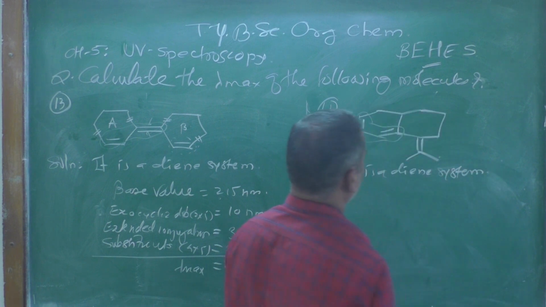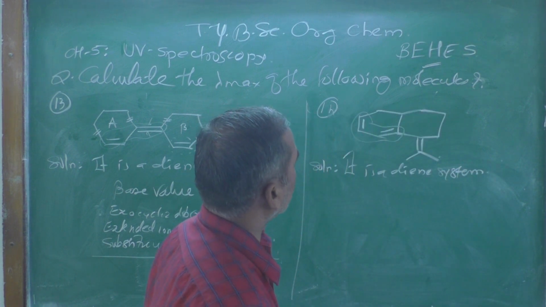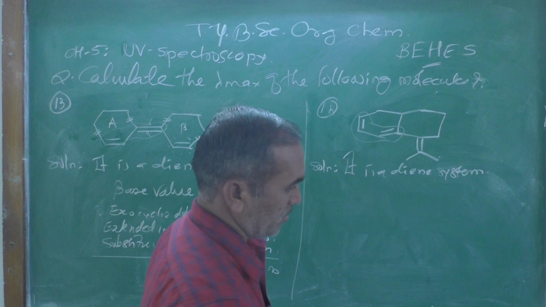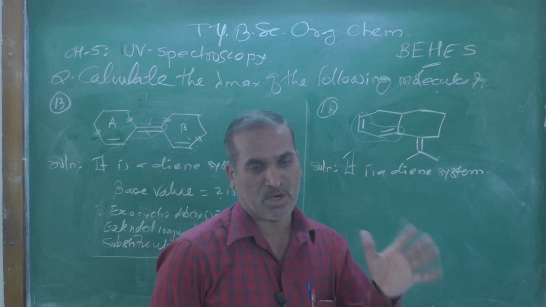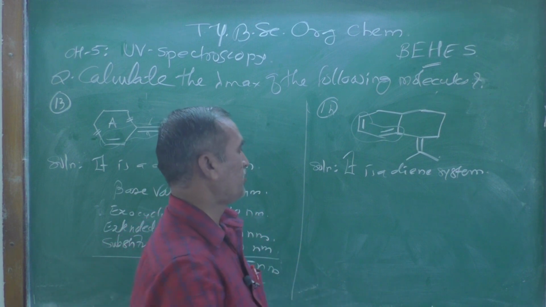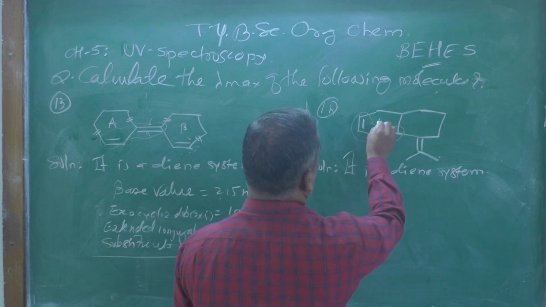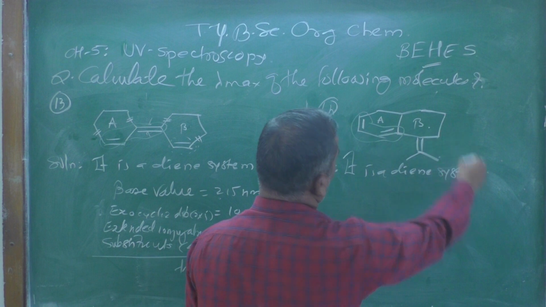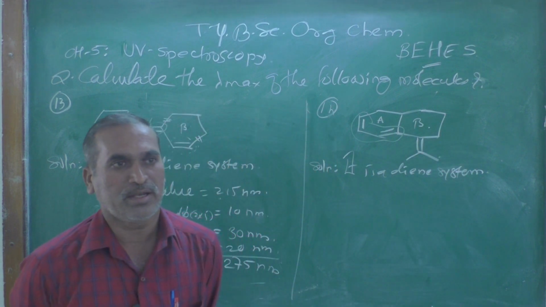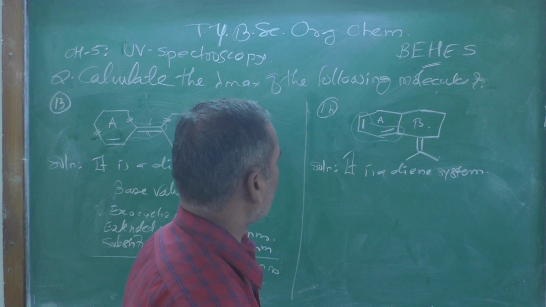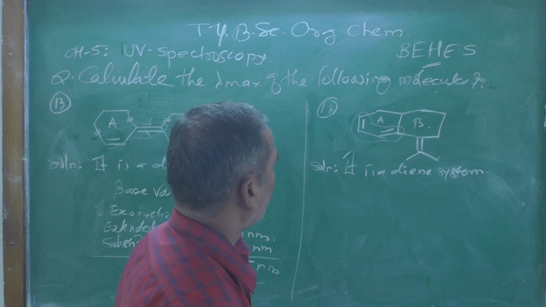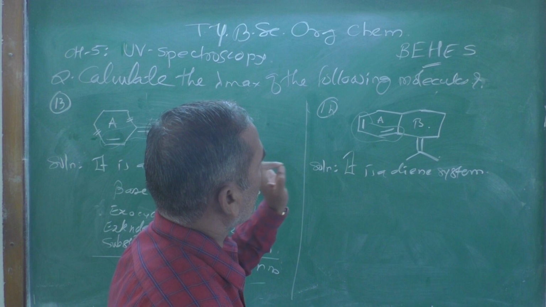And once you find it is a diene system, then what is the next step? See whether it is an open chain compound or a ring compound. If you observe this, it is a ring compound, so you can label it. There are A and B rings. Two rings are there.